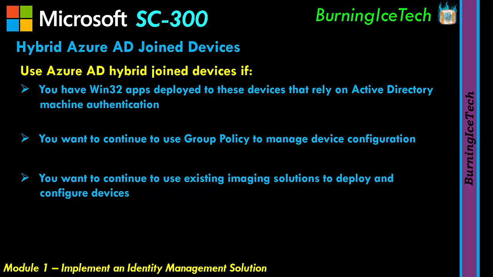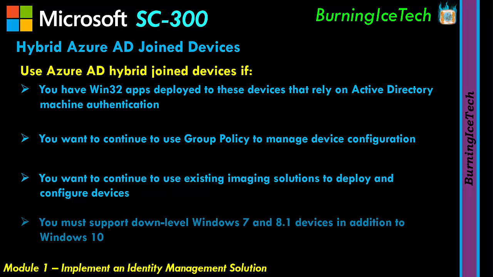All right. So you can also use Azure Active Directory Hybrid Join if you must support down level to Windows 7, 8.1 devices in addition to Windows 10. So if there's anything that you still need to support older than Windows 10, which I find very unlikely, I mean, why would you still be running Windows 7 or 8.1? But should you find yourself in that unfortunate position for whatever reason, and you do need to support Windows 7 or 8.1 or anything older like that, yes, then you might still need to use a hybrid Active Directory environment, so you still have the on-premises Active Directory.